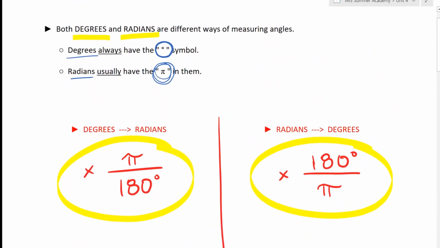But here's your thing to remember. When you're going from degrees to radians, multiply by pi over 180. When you're going from radians to degrees, multiply by 180 over pi.